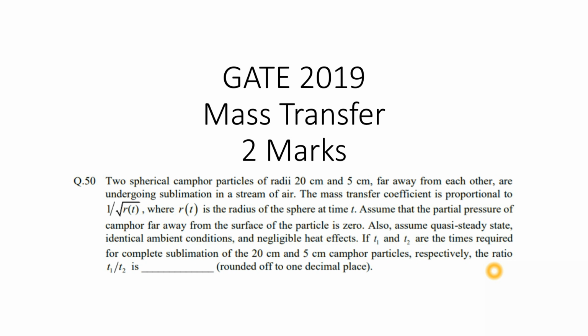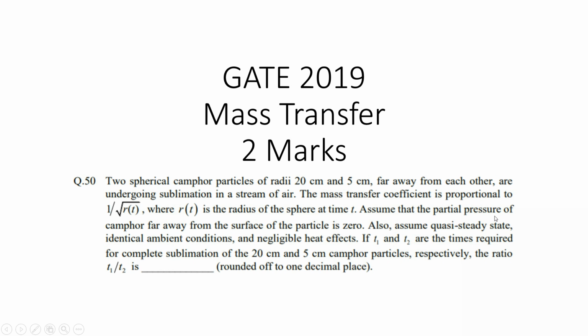Our next question is from GATE 2019, mass transfer for 2 marks. Two spherical camphor particles of radii 20 cm and 5 cm, far away from each other, are undergoing sublimation in a stream of air. Mass transfer coefficient is proportional to 1 upon under root r_t, where r_t is the radius of the sphere at time t, right? R is a function of t.